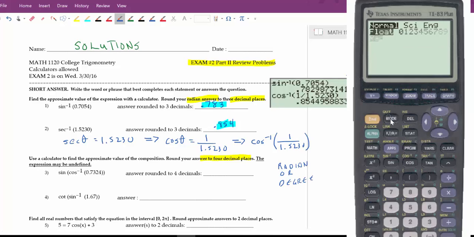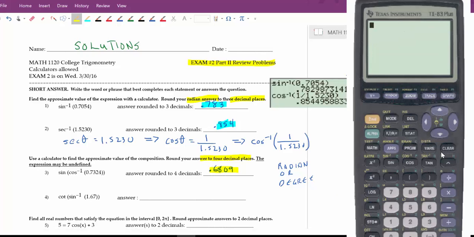Okay. So right now I am in radian mode, so I'm just going to leave it there. I'm going to clear that off. So I just put it in exactly the way it is. Sine of inverse cosine of 0.7324, like that, double up on the parentheses, then there's your answer. So if we round that to four decimal places, we're going to get 0.6809 as the answer to that problem. Okay.